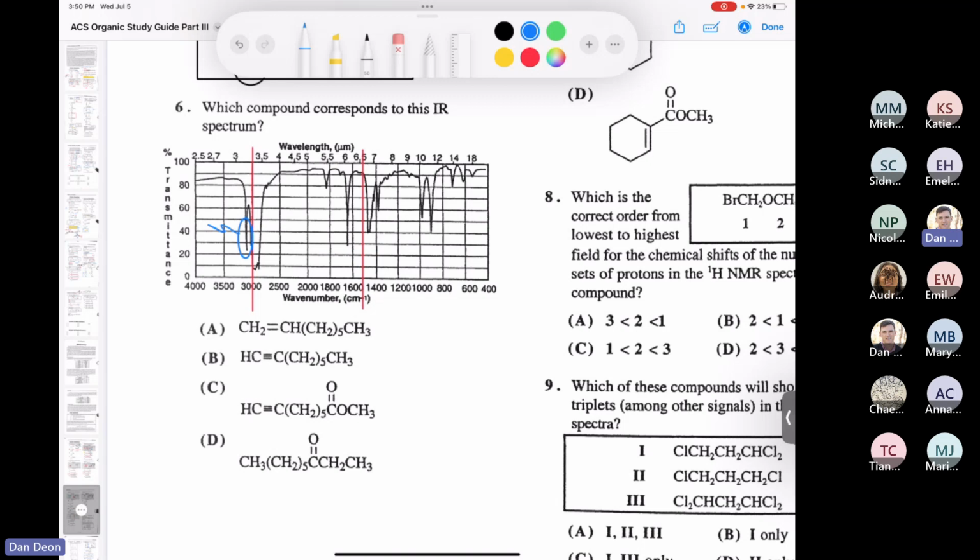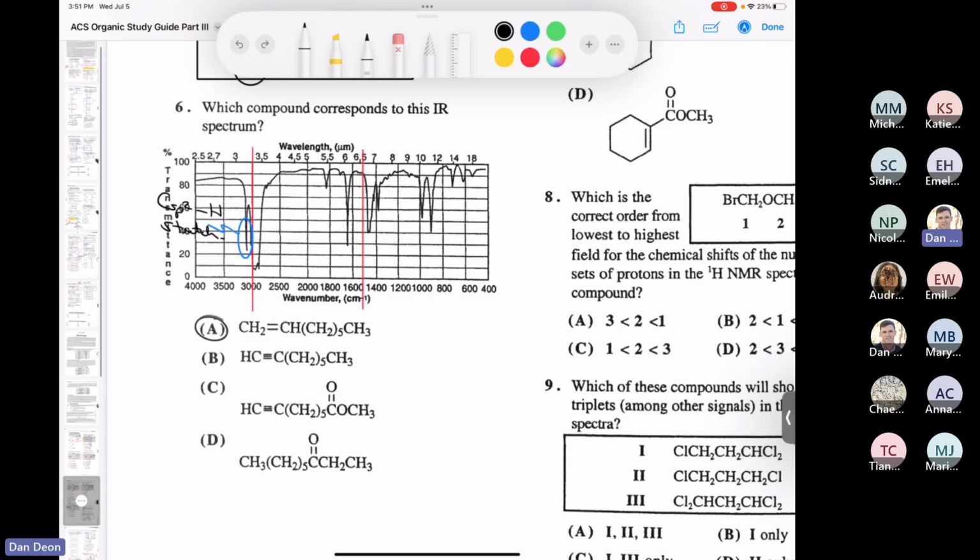So if we have something just above 3,000, that's sp2 hybridized carbon-hydrogen stretching. So that suggests that we might have an alkene. So it could be this. In fact, it's the only possibility. So it's the only one with sp2 hybridized carbon-hydrogen stretching in it. Yeah. So it's an alkene. Yeah, it's a carbon-hydrogen stretch that's vinylic.